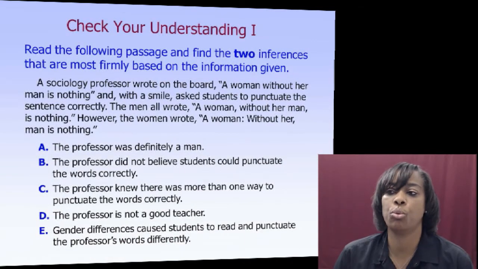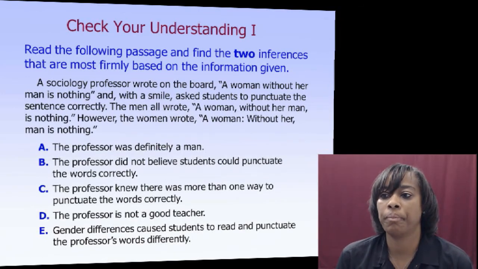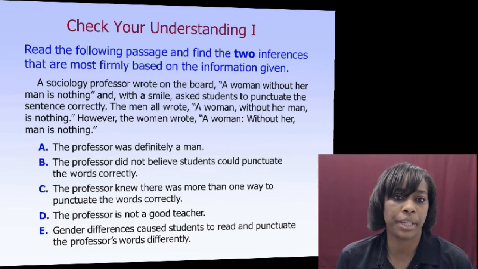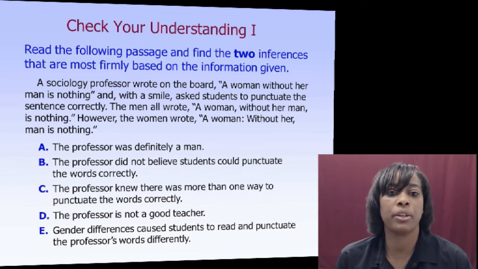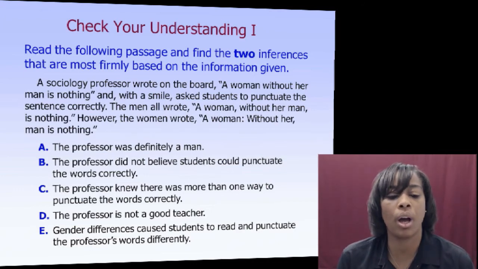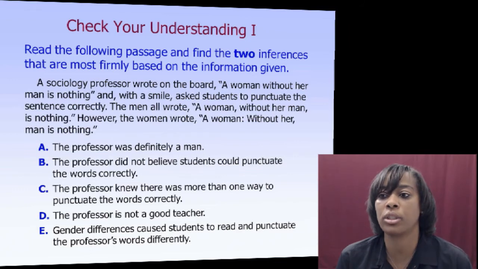One of the things that you want to do when you're making inferences, the first thing you want to do is check for your understanding. You want to make sure that there's valid information, and then before you make your decision on which choice it is, read all of your choices and then make a logical inference or a logical choice based on the information given.